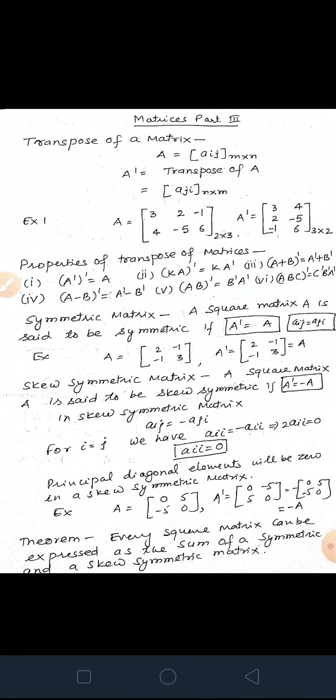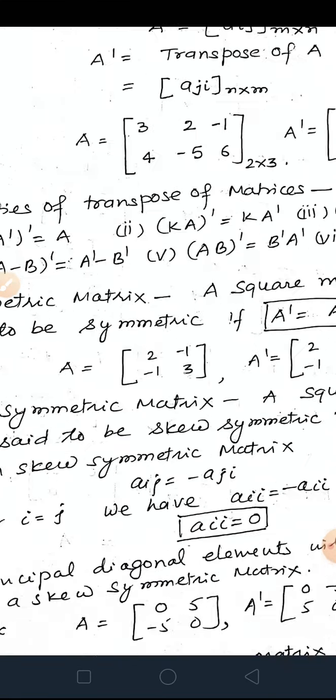Now move to the skew symmetric matrix. A square matrix A is said to be skew symmetric if the transpose of the matrix is the negative of that matrix. Suppose if you take the transpose of a matrix and you get the negative of the original matrix, then it is said to be a skew symmetric matrix.